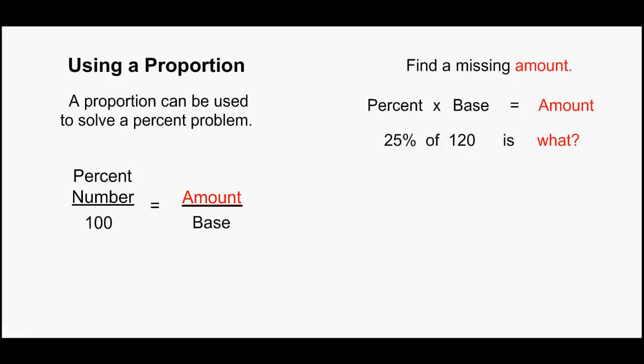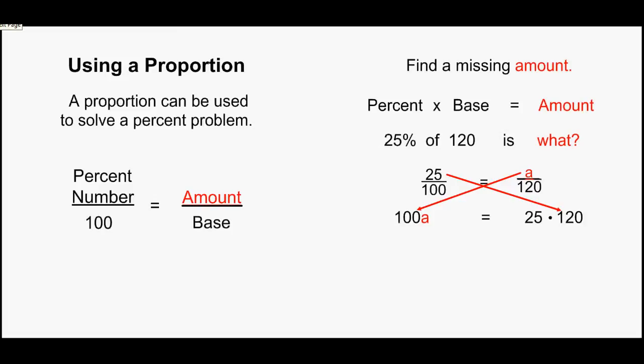Let's try an example. Find a missing amount using a proportion. 25% of 120 is what? First, set up the proportion. 25 over 100 equals A over 120. Now, use cross multiplication to set up an equation. 25 times 100, 100 times A.